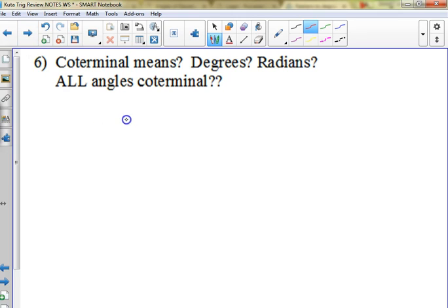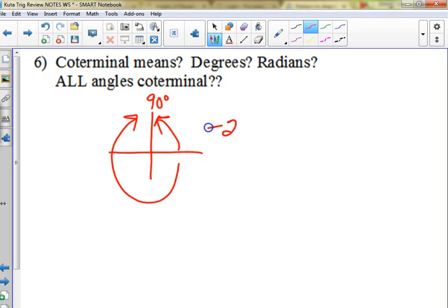All right. Does anybody know what coterminal means? We're going to talk more about this tomorrow, but coterminal means it ends in the same place. Okay? It ends in the same place. So this is 90 degrees right here, but it's also called negative 270. Do you remember that? Okay. It also could be called 450.